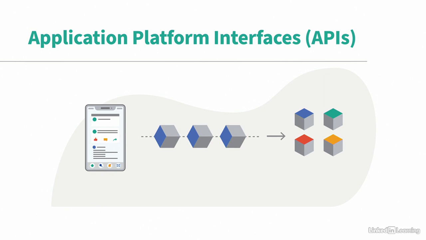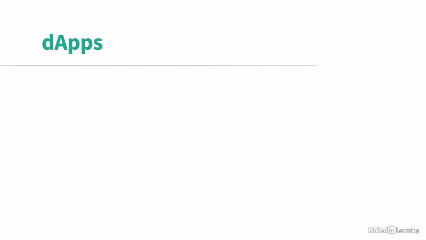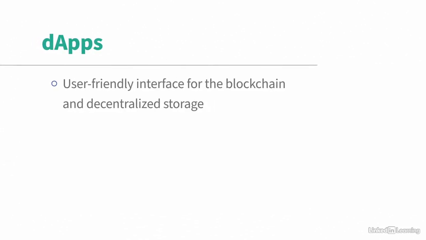So combined, the dApp makes the rather complex operation of doing things on the blockchain and in decentralized storage easier, which is why the idea is so popular. So if we strip all the jargon away, a dApp is a user-friendly interface for the blockchain and for decentralized storage. Nothing more, nothing less.